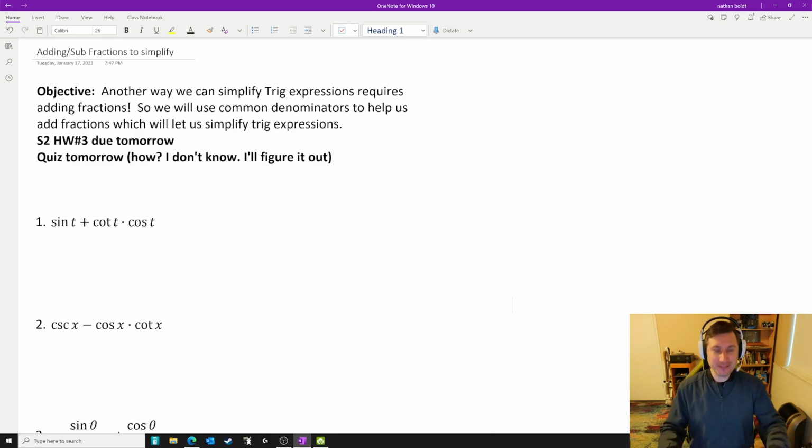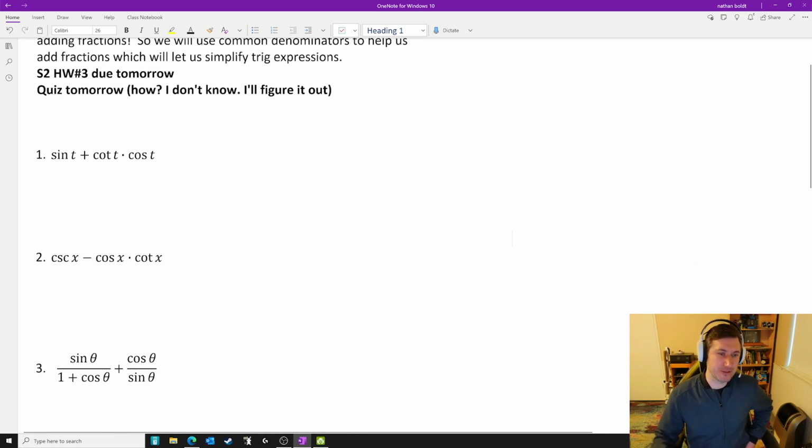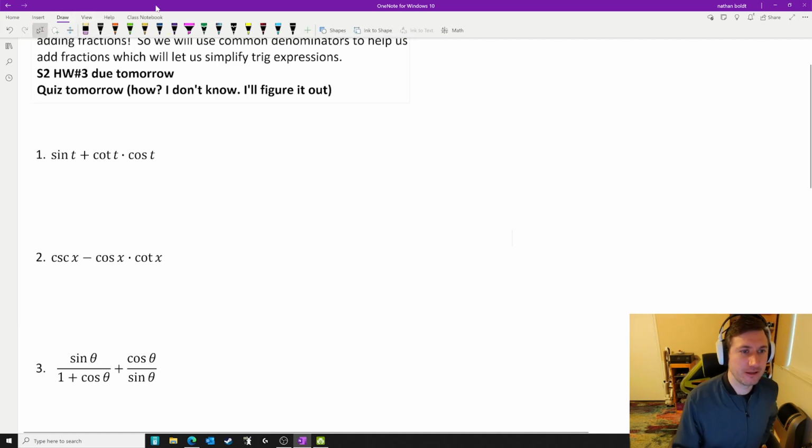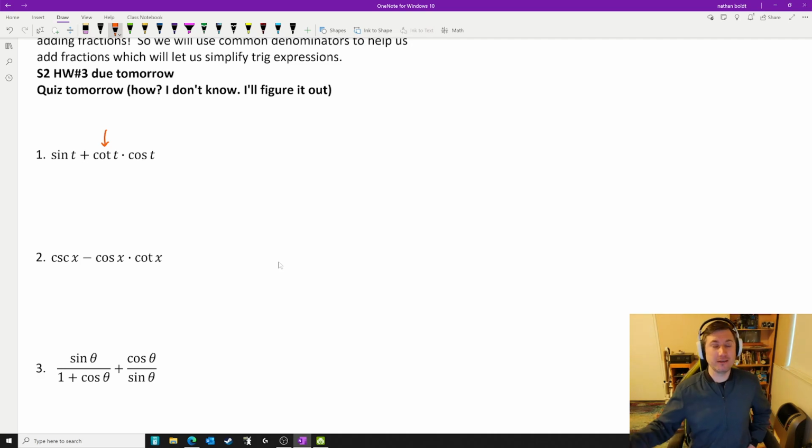Let's do this. All right, so using fractions and common denominators to do some simplifying. Number one here, we've got sine of t plus cotangent of t times cosine of t. At first you might think, well, where's the fraction here? We don't have any fractions. But we can make one. Cotangent is cosine over sine. Look back, find that identity if you need to.